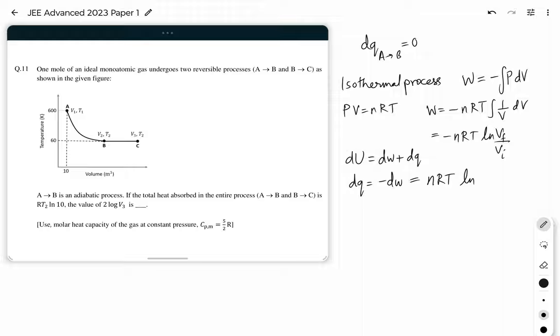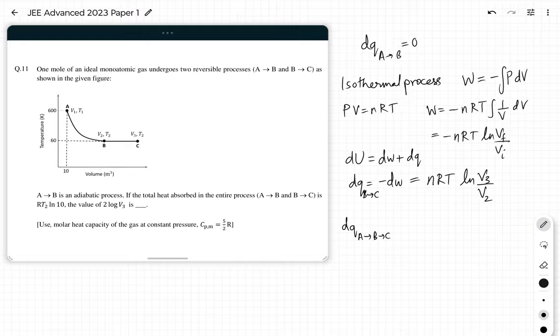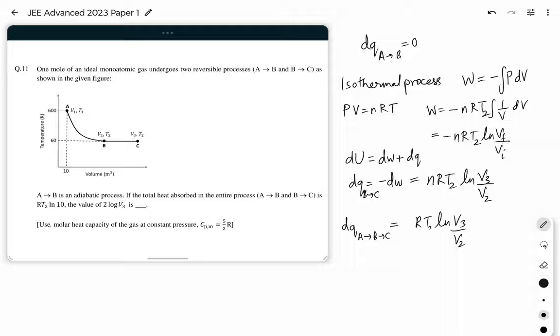So V final, we are talking about process B to C. So gas going from state B to state C, nRT ln V3 by V2. So the total heat transferred from A to B to C is 0 plus nRT ln V3 by V2. N is 1 as given in the question. So for R, we need to include the temperature at which this isothermal process happens. According to the diagram it is T2.